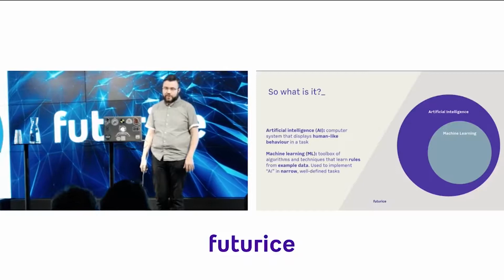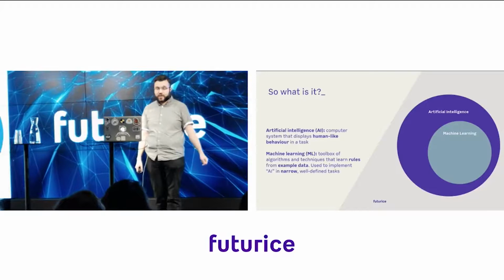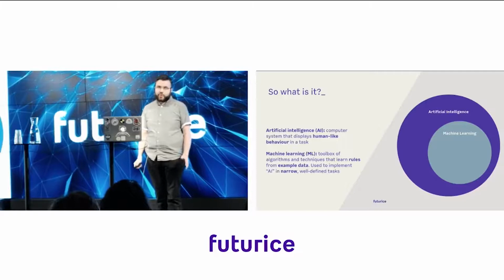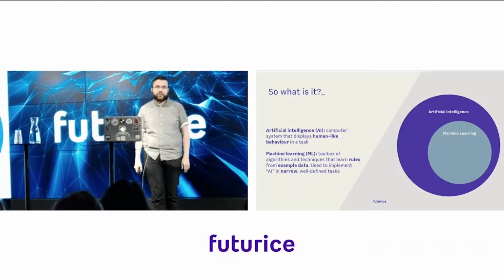Machine learning is a subset of artificial intelligence techniques. Think of it like a toolbox. It's a bunch of different algorithms and techniques, mostly from mathematics and statistics, that are primarily concerned with learning rules from data. So you use machine learning to implement AI, to create some human-like behavior in a single well-defined task that you can express using mathematics, and then you can solve.